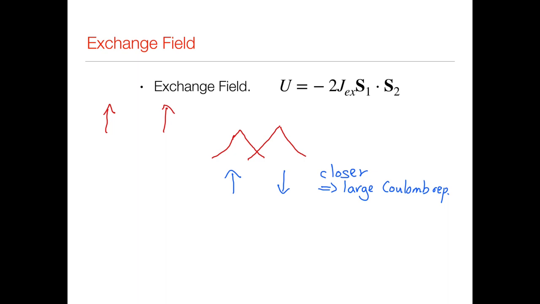The other situation we could have is the spins parallel to each other. Now they've got the same spin quantum number. So exchange basically drives these electrons to be further apart from each other, to not occupy the same region of space. So they become further apart, and this means that they have a lower Coulomb energy.